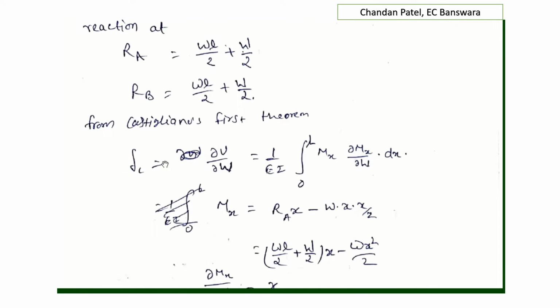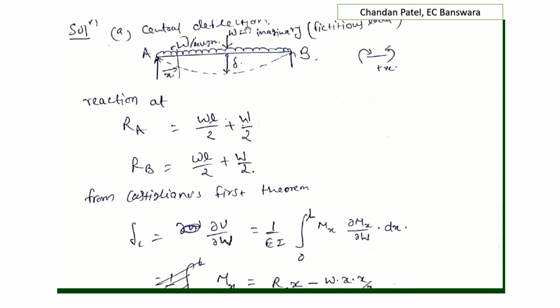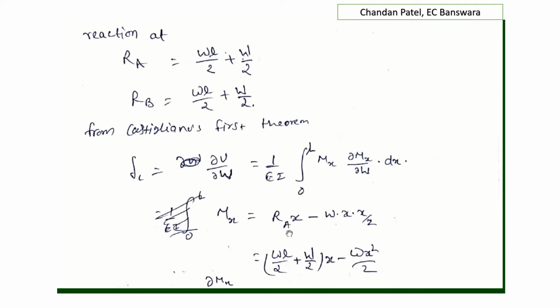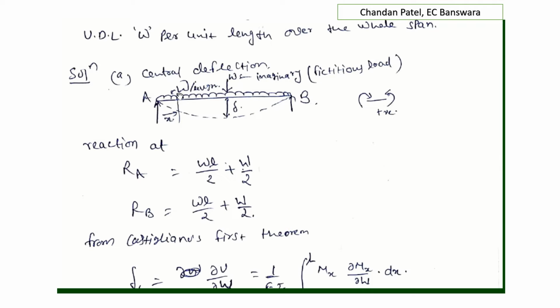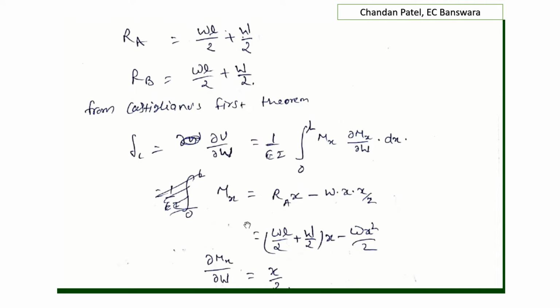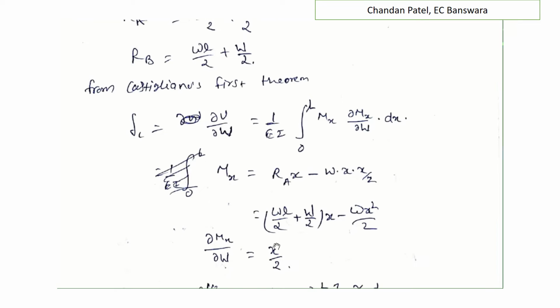Now from Castigliano's first theorem, deflection at center equals del U by del W, because we find the deflection at center. We consider a load on that point and differentiate the strain energy with respect to that load. It will give the deflection at the center. Del U by del W equals 1 upon EI integral 0 to L Mx del Mx by del W dx. Now Mx is found from this equation. We consider a section at x distance from A, RA into x, which is clockwise going from left to right, so it is positive. RA into x and W is negative, then minus W x dot x by 2, that is Mx. This is the expression for Mx, and differentiating Mx with respect to W, we get x by 2.